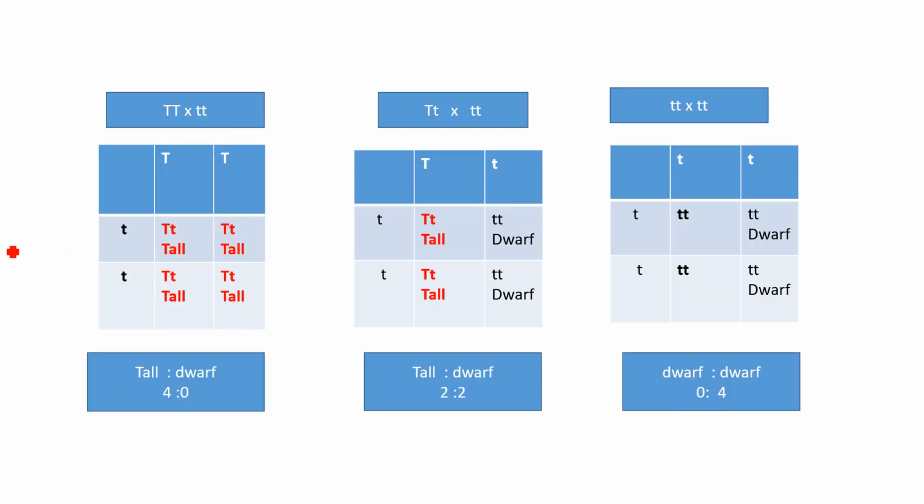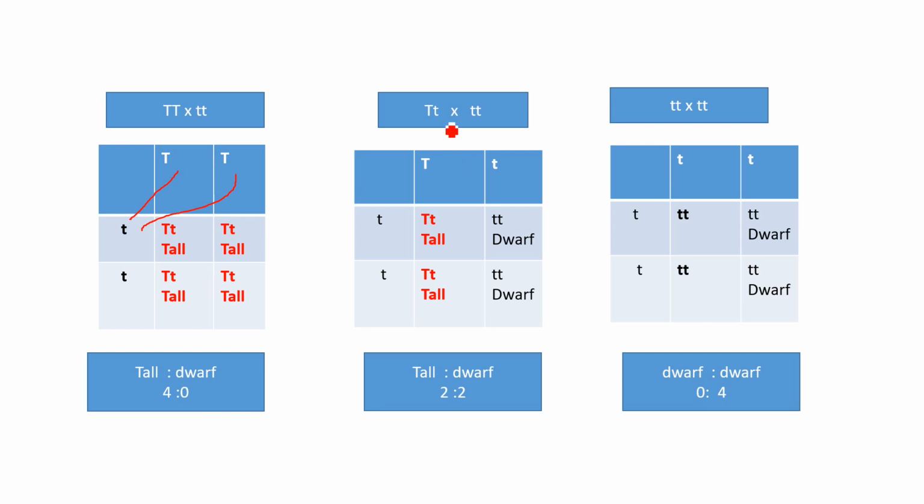Next, see here. Capital T cross with small t. What are the gametes? The gametes here are capital T and small t. Here is the tall plant, again capital T small t, tall plant, here also the same. So all plants are tall. Tall are 4 and dwarf is nothing, so it is 0.